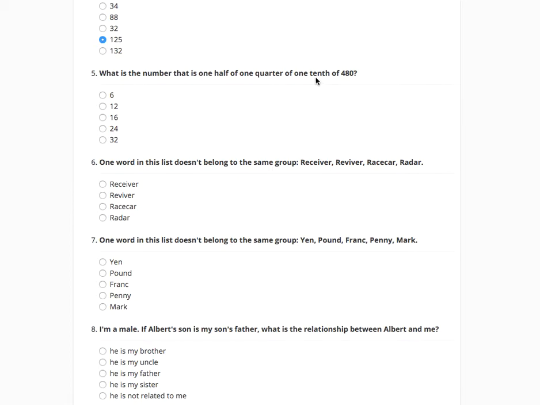So 480 divided by 10, so that's 48, and then divide by 4 because you're talking about a quarter, right? 48 divided by 4 is 12, and then 12 divided by 2, right? So that's 6. All right.